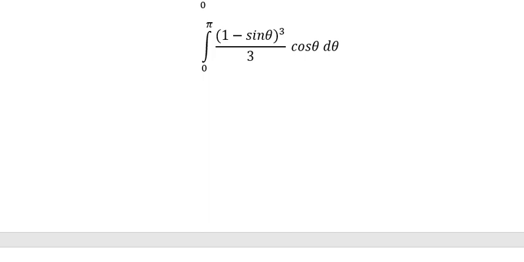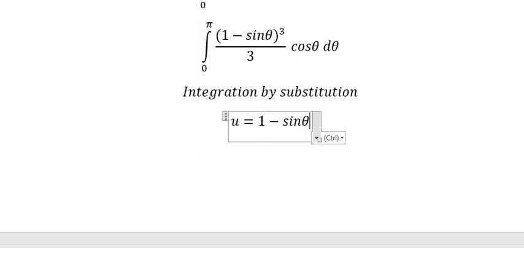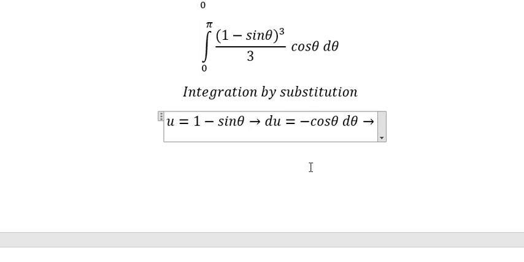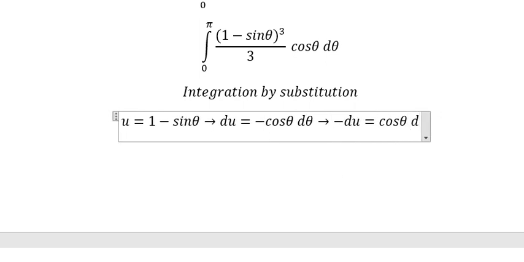So we can use integration by substitution. So I will put u equals 1 minus sin theta. Later we need to first take the derivative of both sides, and we have negative cosine theta d theta. Because we don't have the negative sign in here, I will put this one to the left.